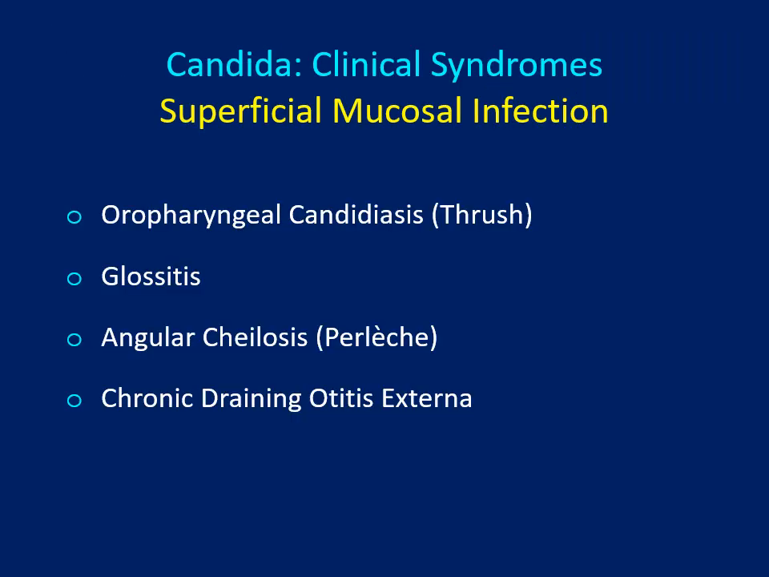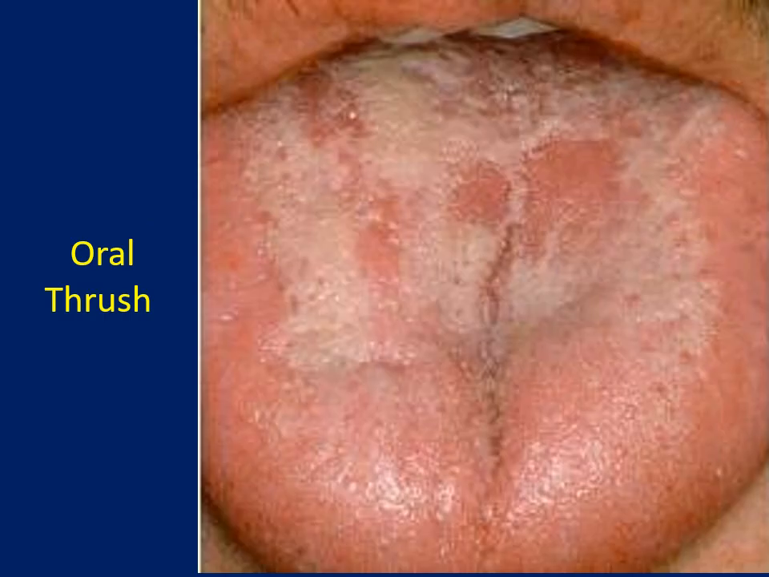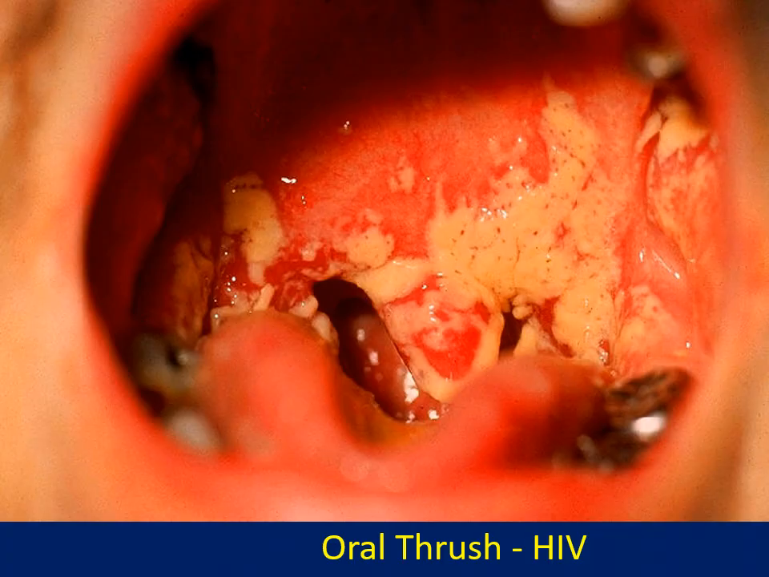The clinical syndromes caused by candida are numerous. We will start with the superficial ones. Oropharyngeal candidiasis, what we call the white thrush you see on the tongue of people, especially those who have received antibiotics recently, glossitis, angular cheilosis, perleche, chronic draining otitis externa, especially in diabetic patients. And this is an example of an oral thrush where we can see the white tongue. So if you go back to the history of a similar patient, you will probably find that they have received a long course of antibiotics.